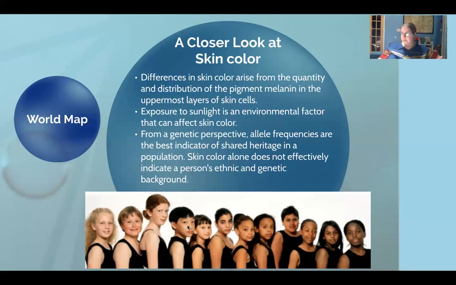So I have parts of my body that, because of the environmental influence, have changed the amount of melanin they produce and have thus changed the skin tone on those different areas. From a genetic perspective, allele frequencies are the best indicator of shared heritage in a population. Skin color alone does not effectively indicate a person's ethnic and genetic background.